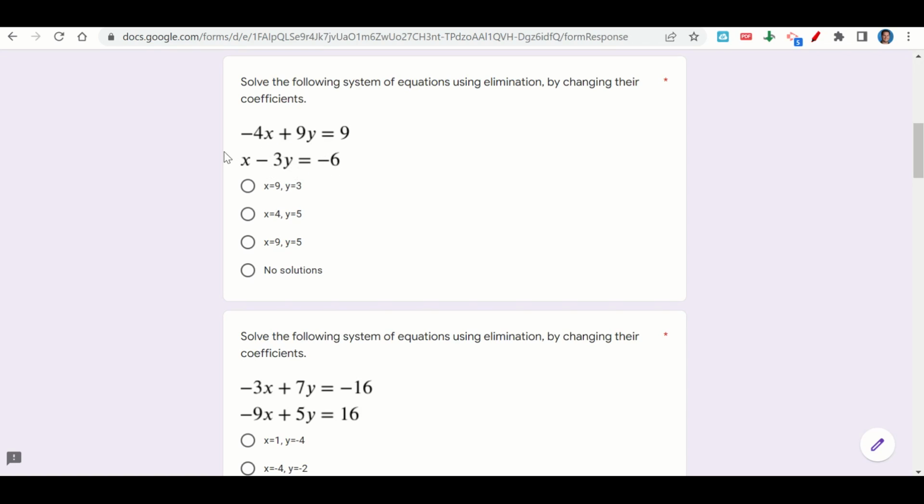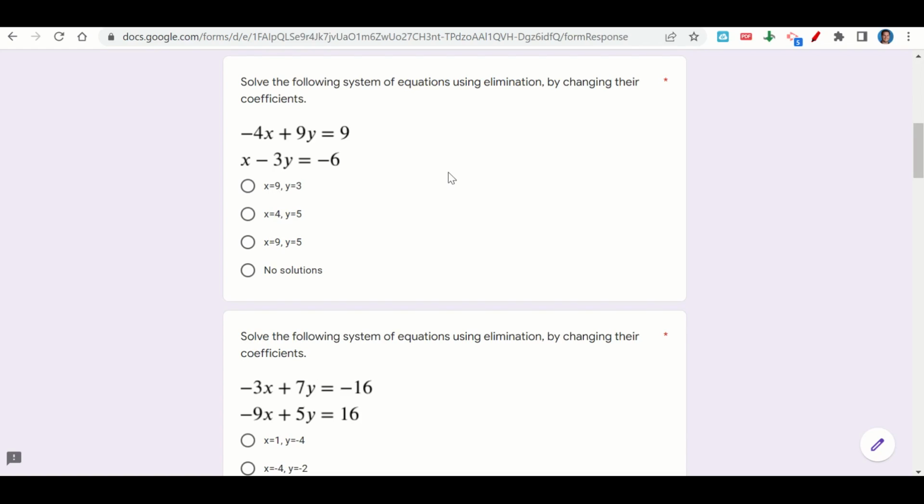Well, I can see that if I multiply this bottom one by 3, that gives me 9y and negative 9y. So I'm going to go ahead and do that. So this becomes 3x and negative 4x, so that's just negative x. These are going to cancel, and then we have 3 times negative 6, which is negative 18, plus 9 is negative 9. So we got negative x is equal to negative 9. So if we divide both sides by negative 1 to get rid of the negatives, then we get x is equal to 9. So it could be this one or this one.